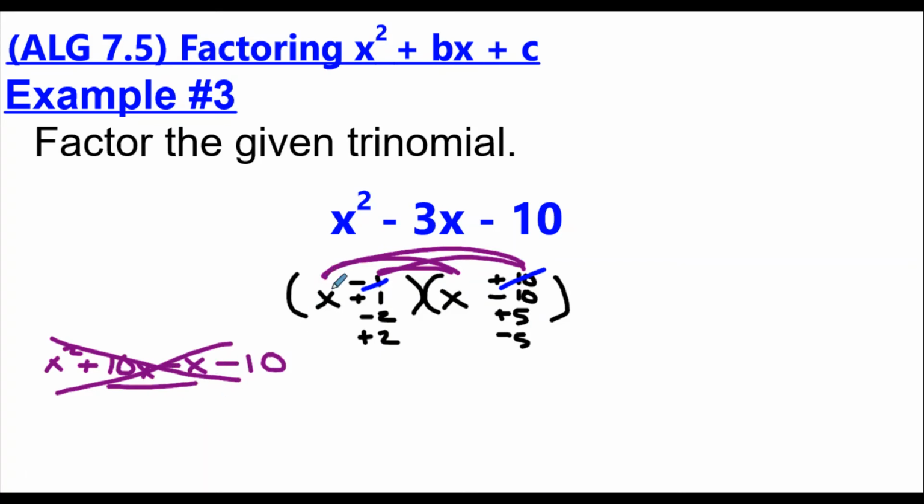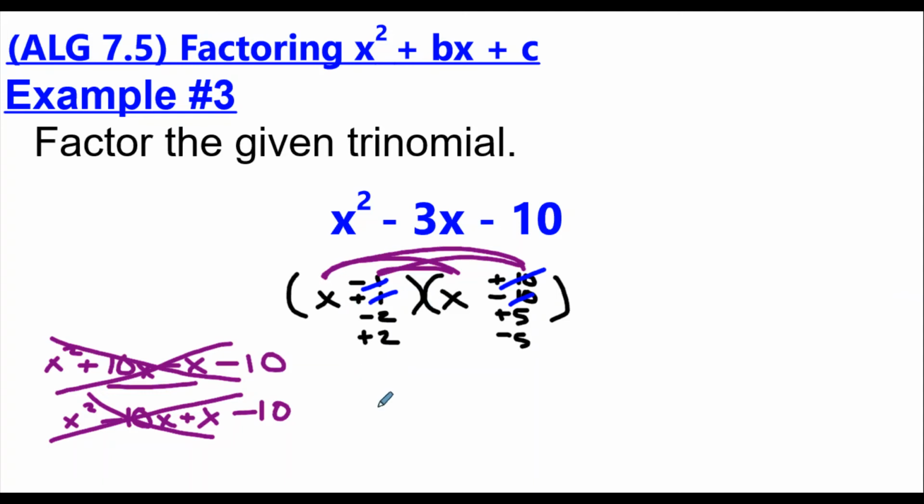So let's keep going. So we have the first two, x times x will always be an x squared. The outside two, well, now I'm looking at the second possibility here. So x times -10 is -10x. The inside two, a +1 times x is a +x. And the last two, -10. Do those combine into -3x? -10x plus x is -9x. I need a -3x, so that's no good. So let's get rid of that second possibility.